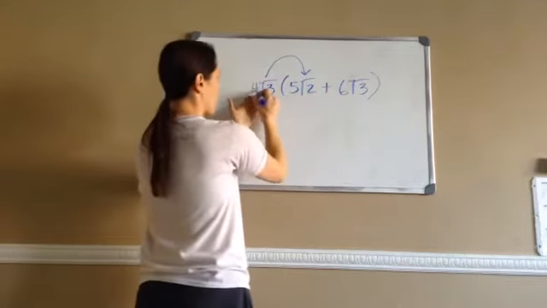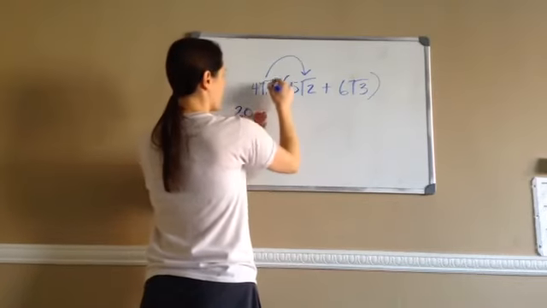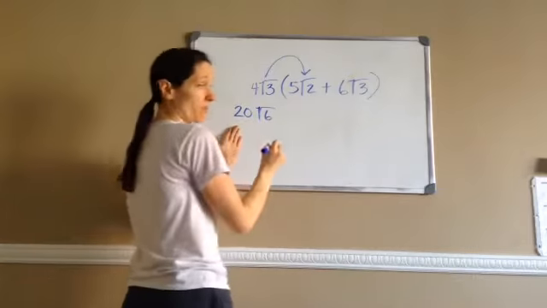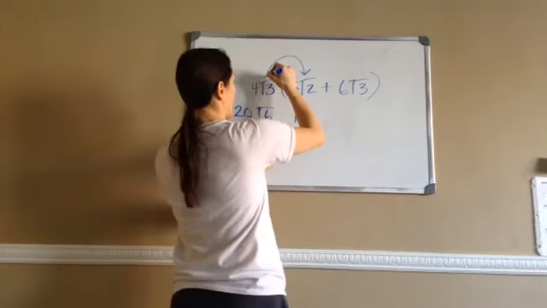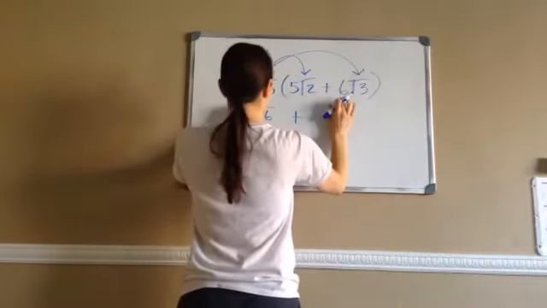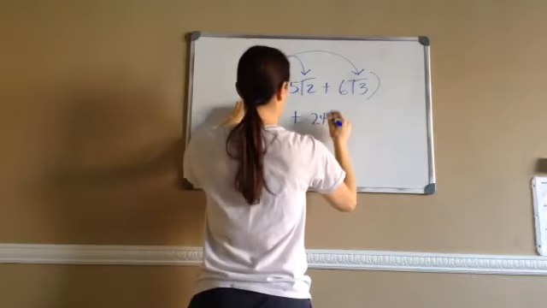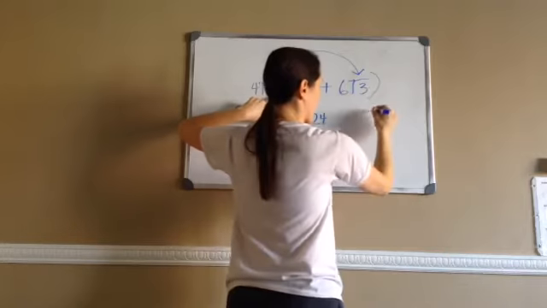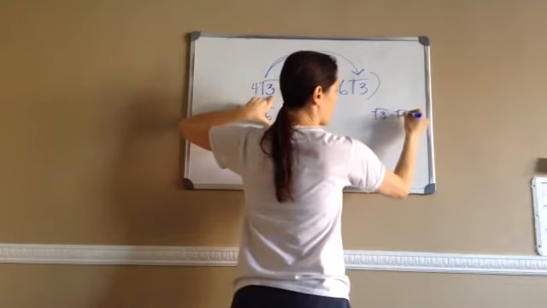So let's do that. 4 times 5 is 20. Square root of 3 times square root of 2 is square root of 6. You with me? Plus, now let's do the next one. 4 and 6 is 24. Square root of 3 times the square root of 3 is just 3. Remember, square root of 3 times the square root of 3 is 3.